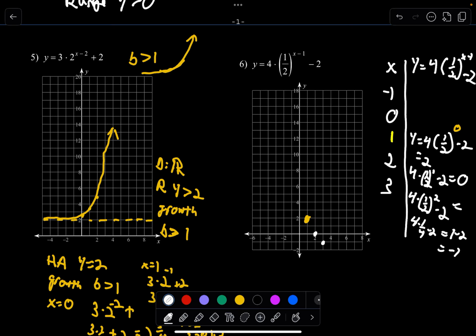All right? And that's really all you need because, well, we could go to 0, and that would be 4 times 1/2 to the 0 minus 1, to the -1 power, minus 2. Negative 1 power means you reciprocate, and 1/2 to the negative 1 is 2. 4 times 2 is 8. This equals 8 minus 2, which is 6. So that's the actual y-intercept, at 6. And then you could just see how the graph is going.